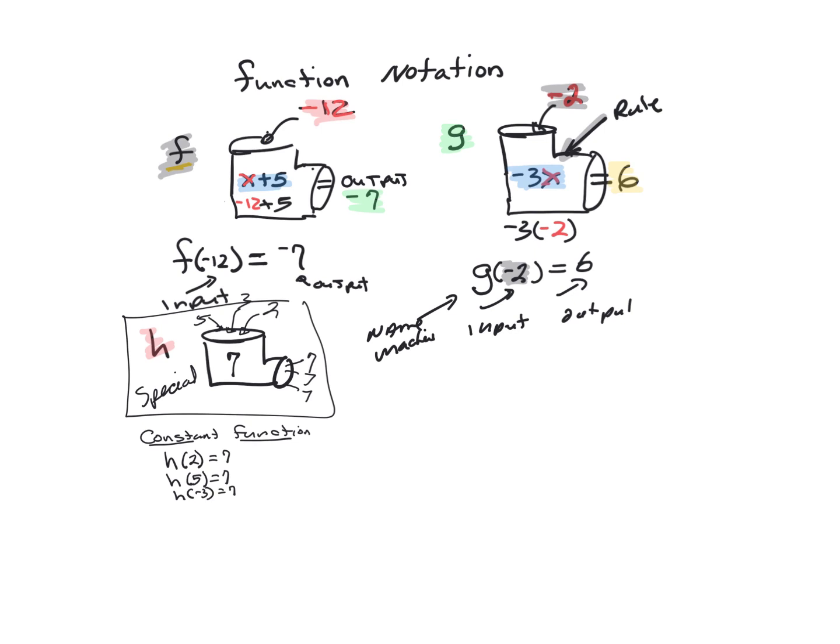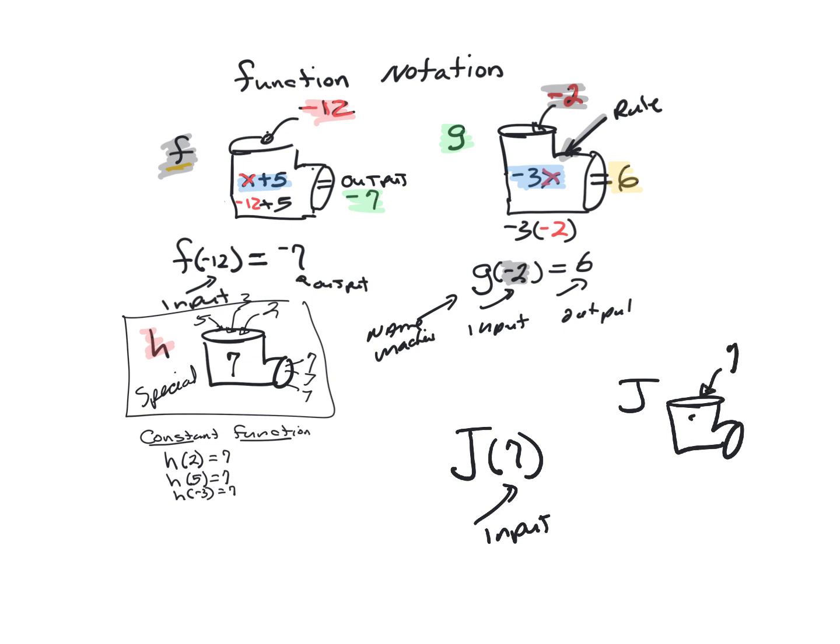So if I was to give you J parentheses 7, what does that mean? That means 7 is the input into the J machine. So that means we're putting 7 into the machine. We don't know what the rule is, and we don't know what's coming out, but we do know that 7 is going into the J machine.